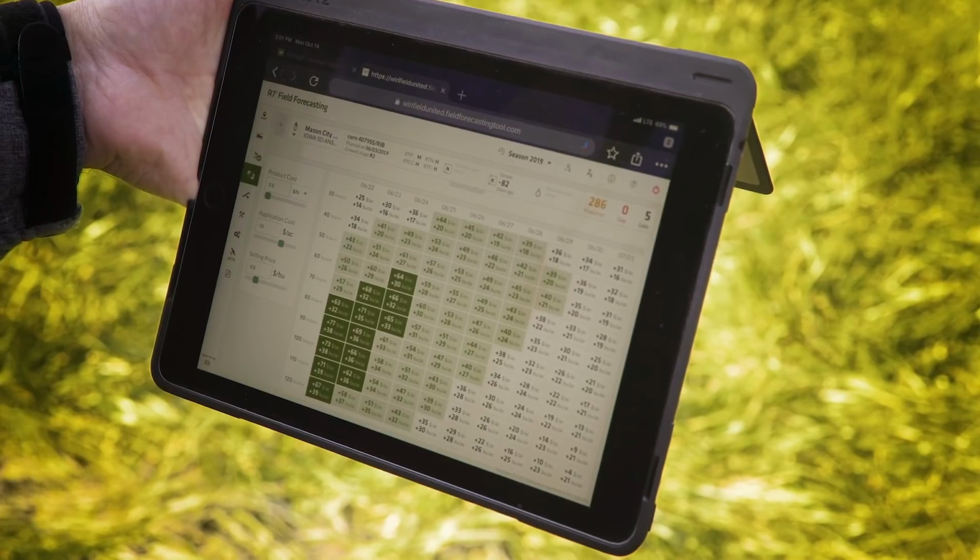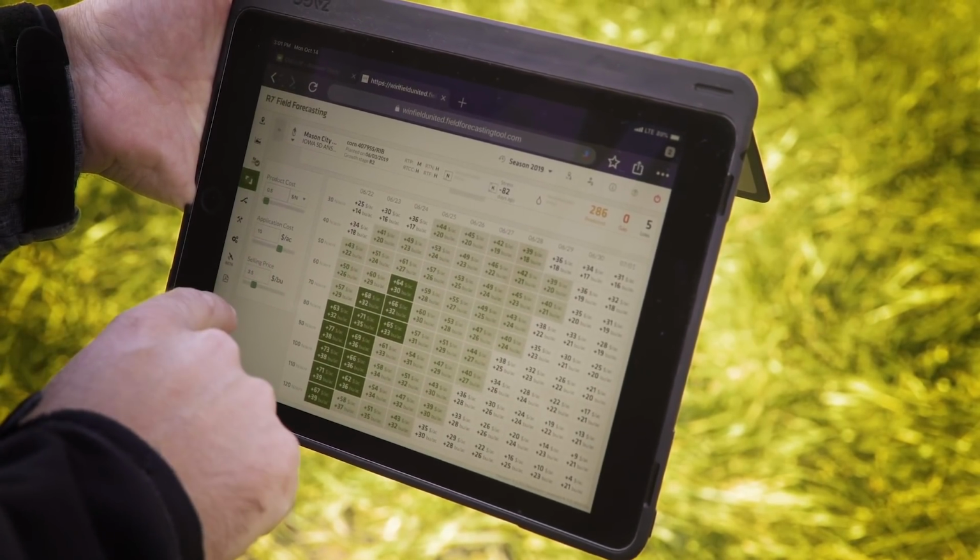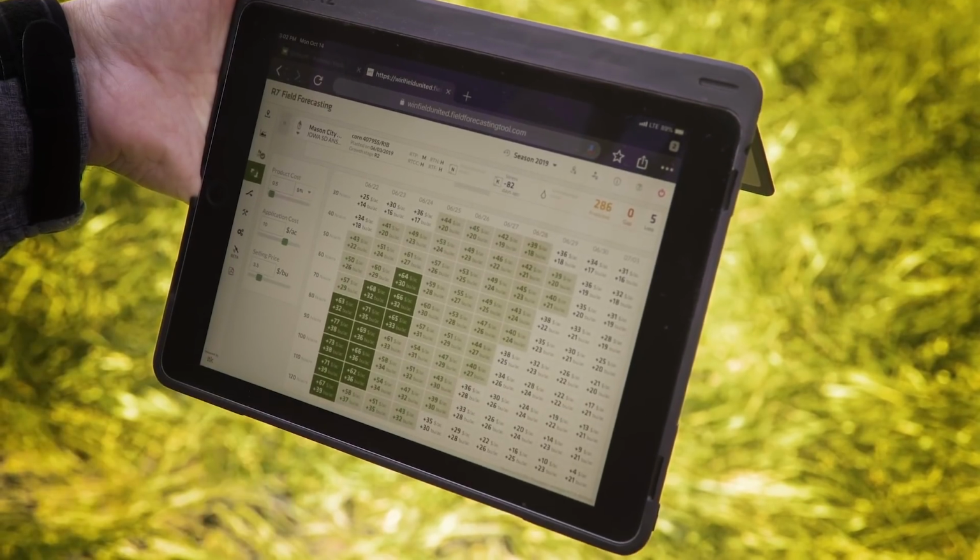This is my favorite part of the field forecasting tool. This allows me to put in my product cost, my application cost, and my selling price, and it forms what we refer to as a heat map.